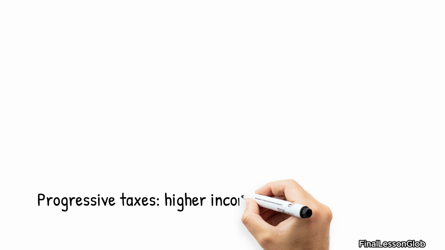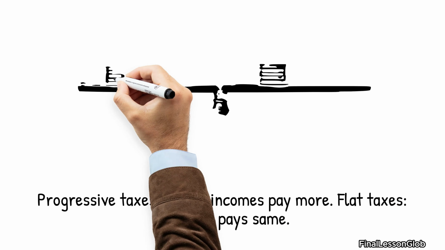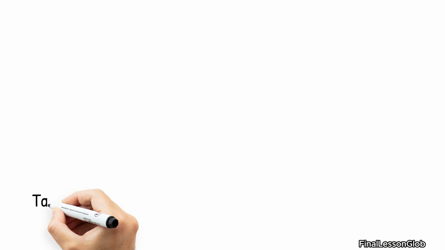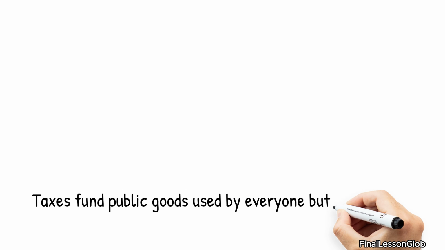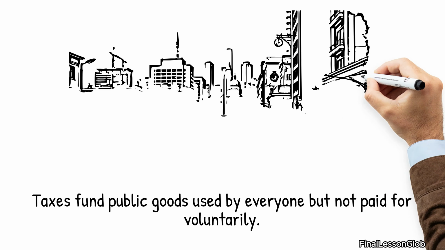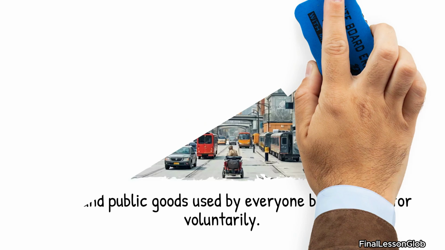Progressive taxes mean higher incomes pay a higher percentage. Regressive taxes hit low-income earners harder. Flat taxes don't care who you are. Everyone pays the same rate. Governments use this money to fund public goods, things that everyone uses but no one would pay for voluntarily, like clean air, national defense, streetlights, welfare programs, unemployment benefits, pensions, healthcare, food assistance, infrastructure, bridges, trains, pipes, potholes, mostly potholes.